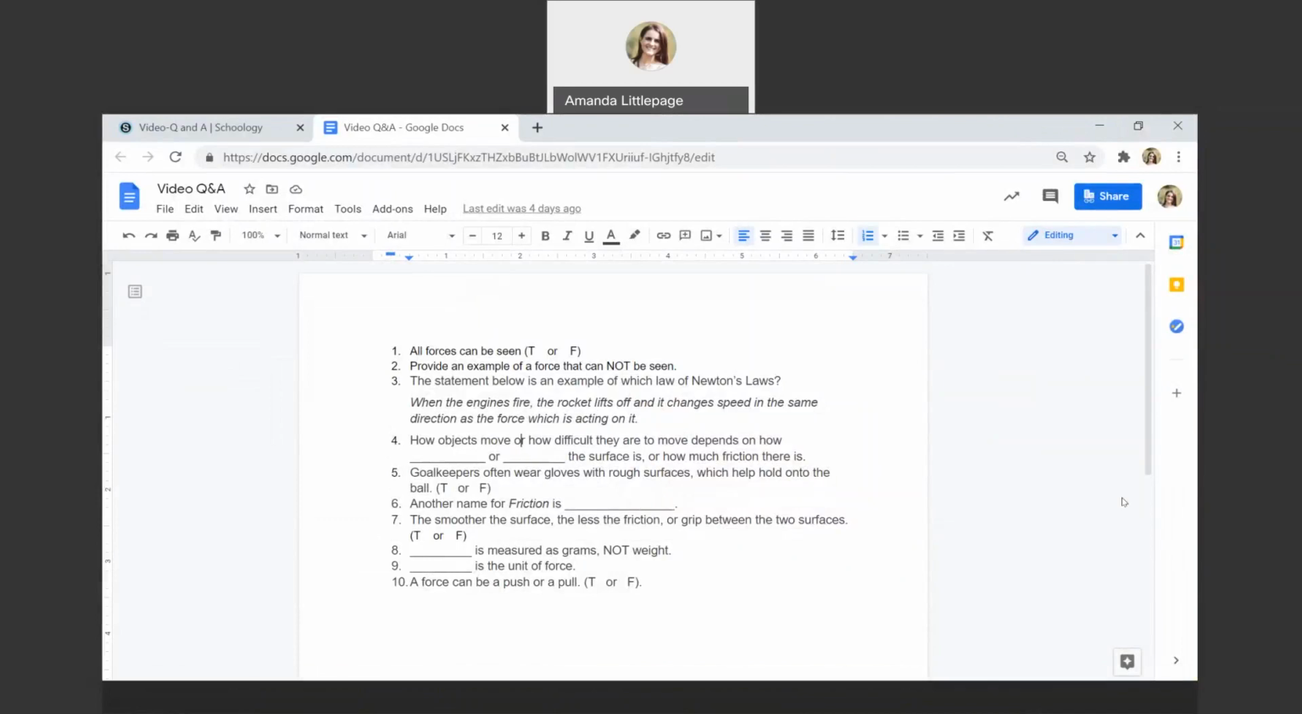Number 5 was true. Number 6, another name for friction is resistance. Number 7, the smoother the surface, the less the friction or grip between the two surfaces. 8 is mass, 9 is Newton, and 10 is true. Please make sure you review these questions and answers. You also need to submit, but these would be fair game for a quiz or a test.